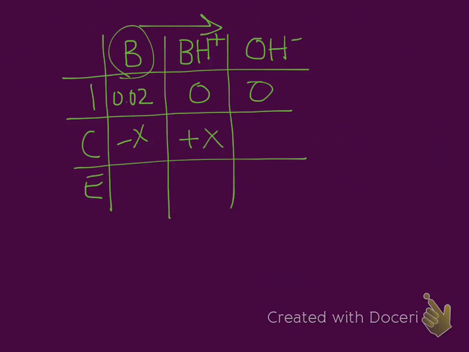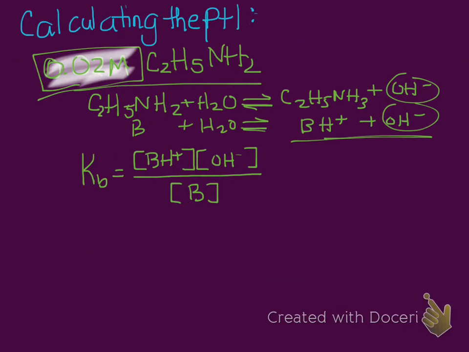For every one of these that breaks up, that you lose, you're going to get one of these and you're going to generate one of these. This we're going to approximate to 0.02. This is X and this is X. Just like with weak acids, you can approximate with weak bases. You don't need to include that minus X because the value is going to be very, very small. Okay, so we're going to plug in an X for this one, an X for this one, and so we would get X squared over 0.02.